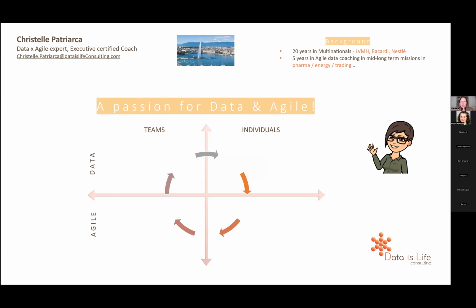A little introduction about myself. I am based in Geneva. You recognize the fountain. I'm a data and agile expert. I'm also an executive certified coach, and this has a meaning you'll see in a minute. I have a background of 20 years in multinationals, the big corporations like LVMH. I used to work for Louis Vuitton. Actually, my first job was to create the product codes for the bags, the iconic bags. Can you believe? At the beginning of my career, I didn't realize how impactful it would be because it was more in supply chain. And I also worked for Bacardi.